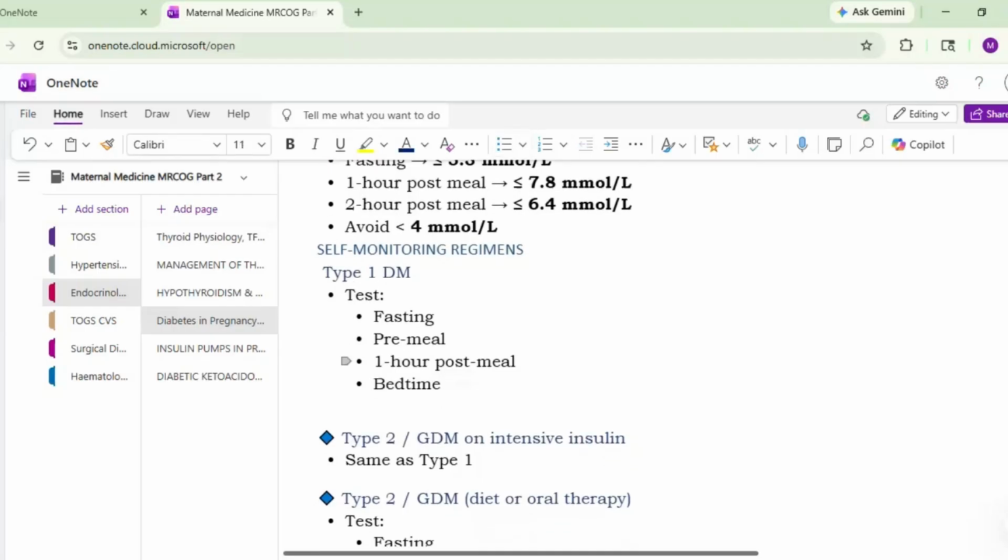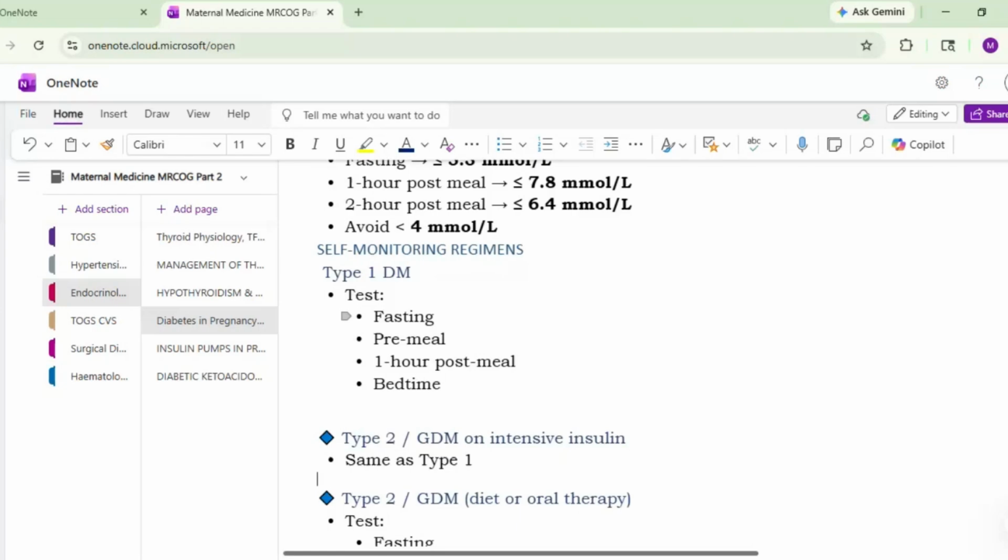Now, how frequently do we need to monitor these patients? Type 1 diabetes patients, this is also SBA unit, please remember. How many times are we going to monitor? These patients will be on insulin, and any patient on insulin, whether type 1, type 2, or GDM on insulin, will always follow this protocol. You will have fasting, pre-meal, 1 hour post-meal, and bedtime. So this is a 7 point protocol. In 7 times in a day, we have to measure.